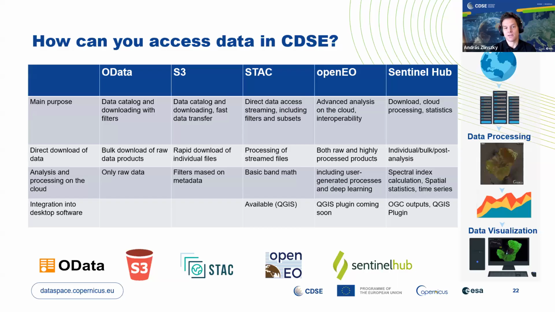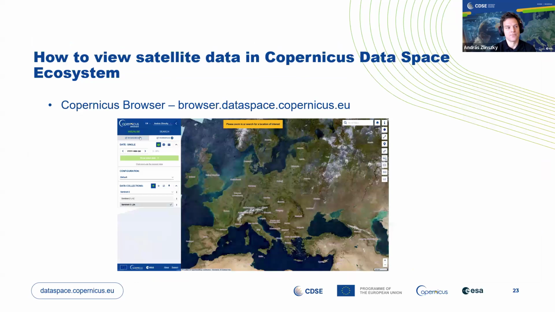And Sentinel Hub can do data downloading, but it can also do cloud processing and statistics for individual images or for bulk large data sets. It can do spatial statistics, time series, spectral indices, and the outputs can be sent to OGC or to QGIS or visualized directly on your desktop in a browser. So these are the tools you can use to access data from the server. And we are going to go in this webinar through the Sentinel Hub API and through Copernicus Browser.